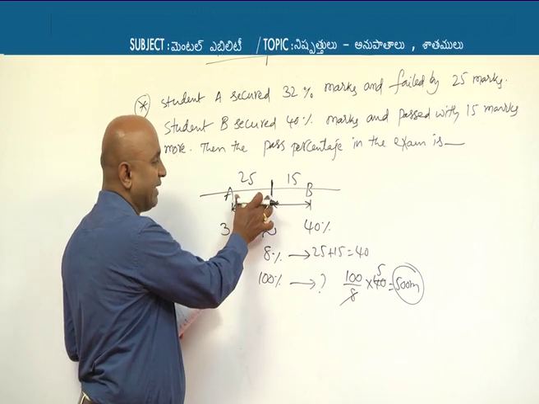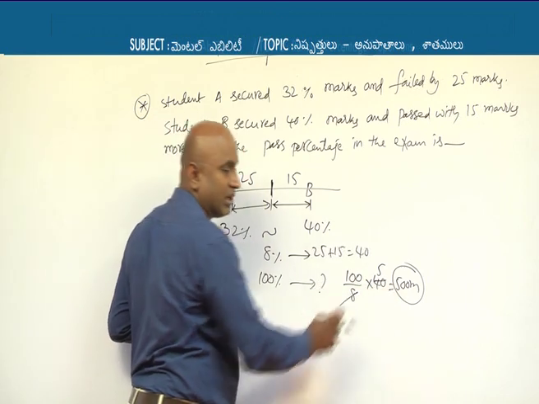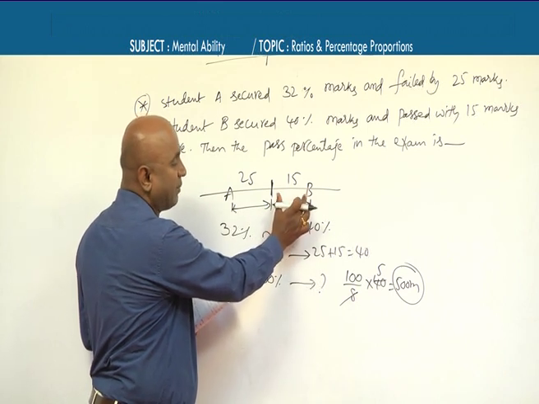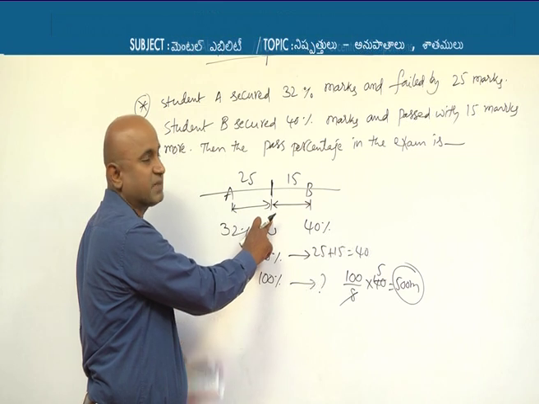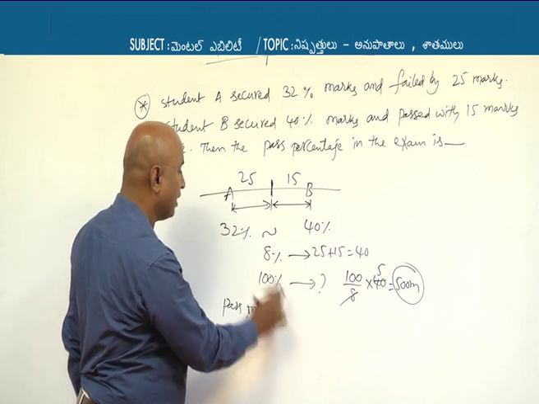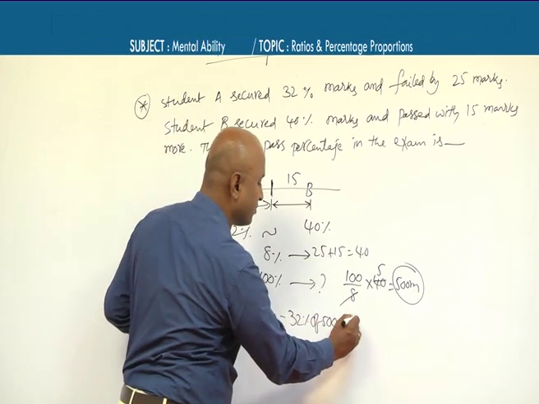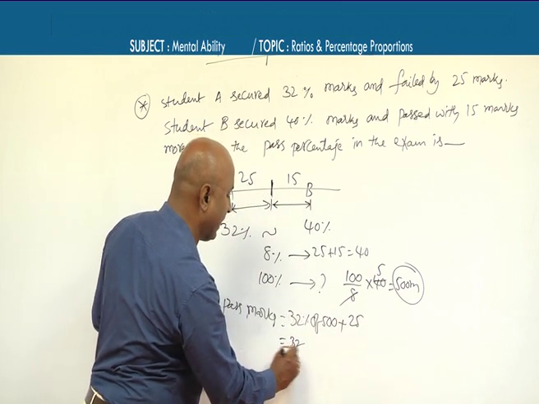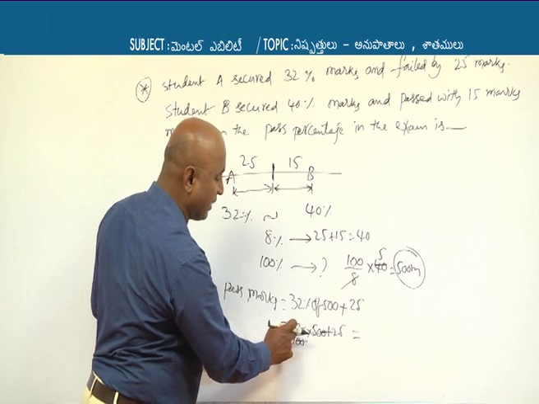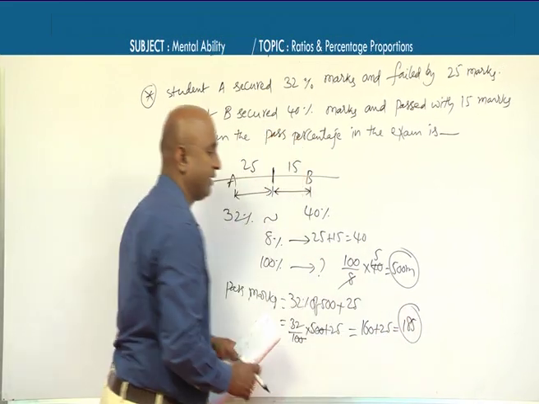పాస్ మార్కులు రావాలంటే 2 కండిషన్స్ ఉన్నాయి ఇక్కడ మనకి. 32% మార్కులతో పాటు 25 మార్కులు ఎక్స్ట్రా రావాలి. 32% మార్కులు 500లో, అట్లానే 40% మార్కుల కంటే 15 మార్కులు తక్కువ వచ్చినా అదే పాస్ పర్సెంటేజ్ అవుతుంది. సో పాస్ మార్క్స్ ఈజ్ ఈక్వల్ టు 32% ఆఫ్ 500 ప్లస్ 25, దట్ ఈజ్ ఈక్వల్ టు 32/100 ఇంటూ 500 ప్లస్ 25, దట్ ఈజ్ ఈక్వల్ టు 160 ప్లస్ 25, దట్ ఈజ్ ఈక్వల్ టు 185 మార్కులు రావాలి పాస్ కావాలంటే.